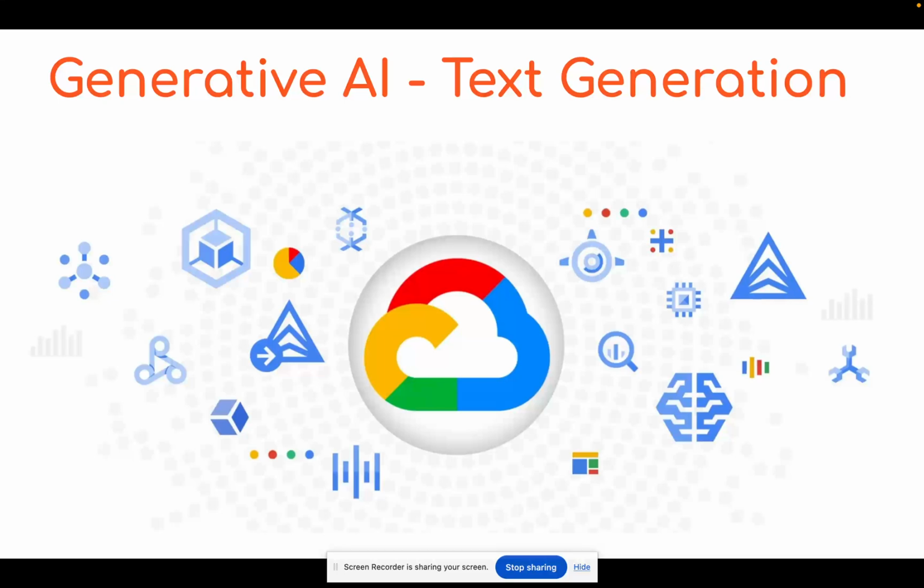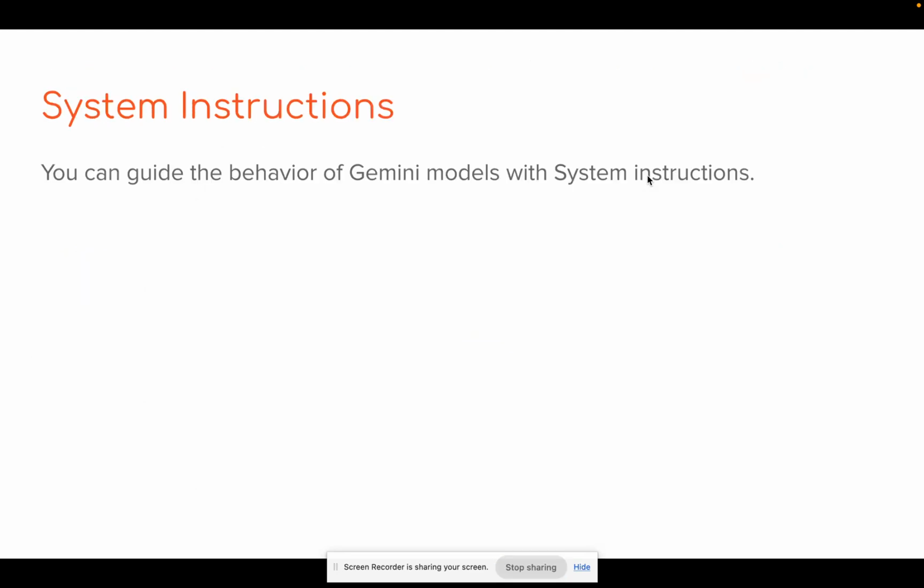Hi, in this video, let's take a quick look at system instructions. And what exactly are system instructions? It would be very funny, right? If you have ChatGPT or Google Gemini handy and you start interacting with Gemini as your friend. So by using the system instructions, you can guide the behavior of Gemini models.